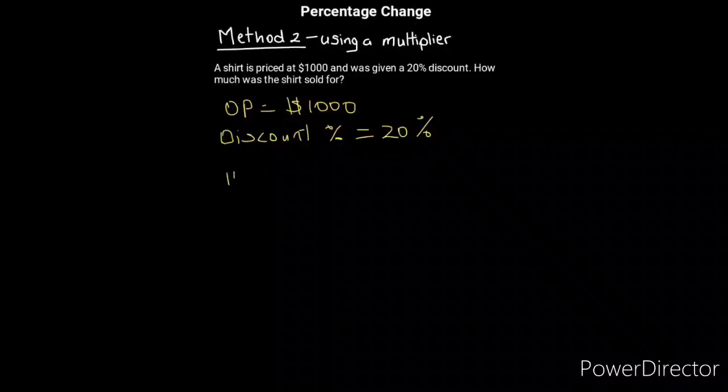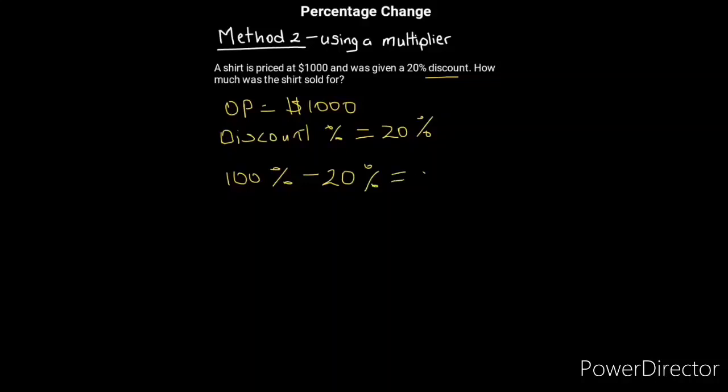We know that a whole percentage is 100%. So we're going to subtract 20%, which is our discount, means it's being taken away from our original. So 100% minus 20% is equal to 80%. We know percentage is always over 100, so we're going to simplify our 80%. So we have 80 over 100, and that is equal to 0.8. And that is our multiplier.